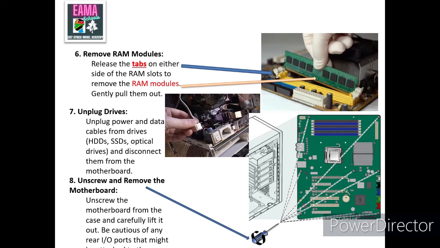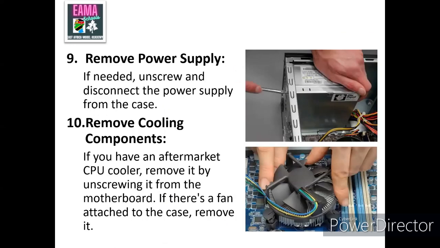8. Unscrew and remove the motherboard. Unscrew the motherboard from the case and carefully lift it out. 9. Remove power supply. If needed, unscrew and disconnect the power supply from the case. 10. Remove cooling components. If you have an aftermarket CPU cooler, remove it by unscrewing it from the motherboard.